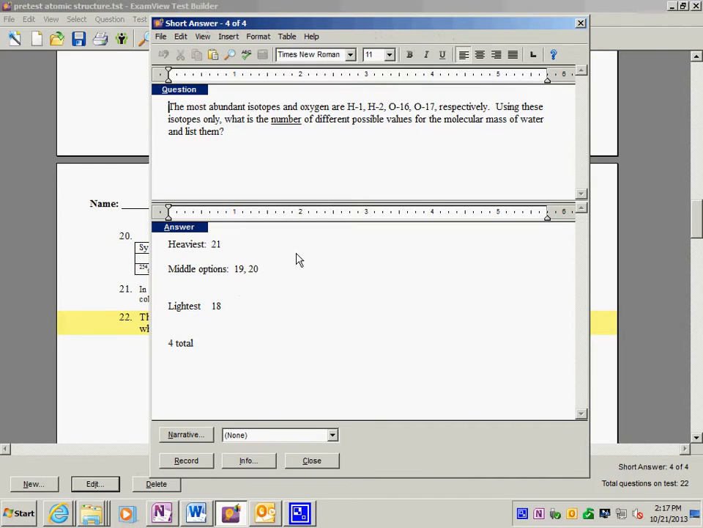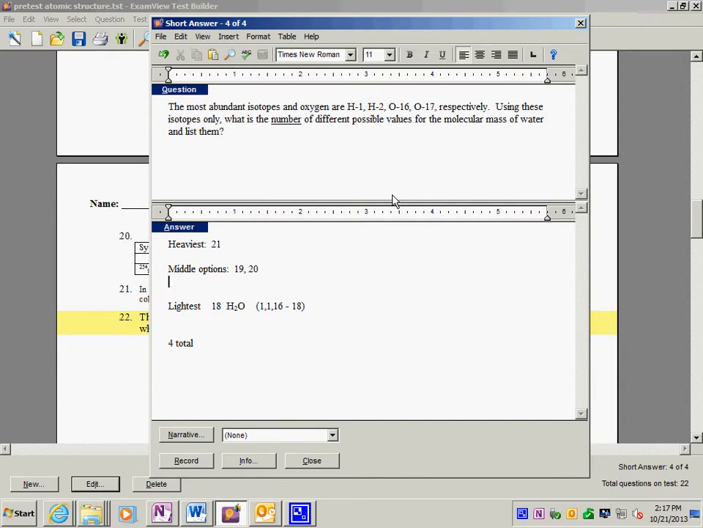Now this one right here is talking about all these different isotopes found, and we can build water molecules with these things. The heaviest would be 21. That means we have, the formula is H2O. So if you were building this thing, you'd have 2 hydrogens, and the lightest version, and I have the lightest version right here, the hydrogens would each be 1, and then the lightest oxygen would be 16, as listed by the options here. So when you add all those up, you get a grand total of 18.